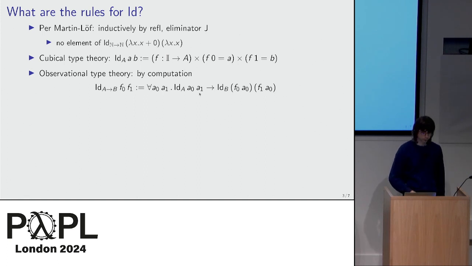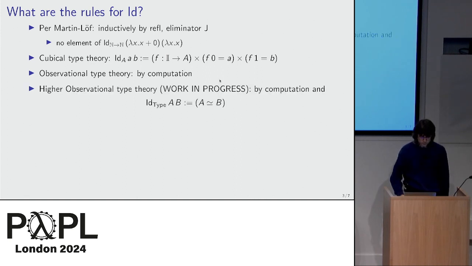Or for the function space, keep in mind this example, I have that F0 and F1 are equal if I have two equal inputs, A0 and A1, and F0 and F1 map them to equal outputs. So this is also a recursive definition, similar in fashion to what we saw for the product type. Okay, and then this talk will be a step towards higher observational type theory, which is not a well-defined type theory yet, but it's work in progress.